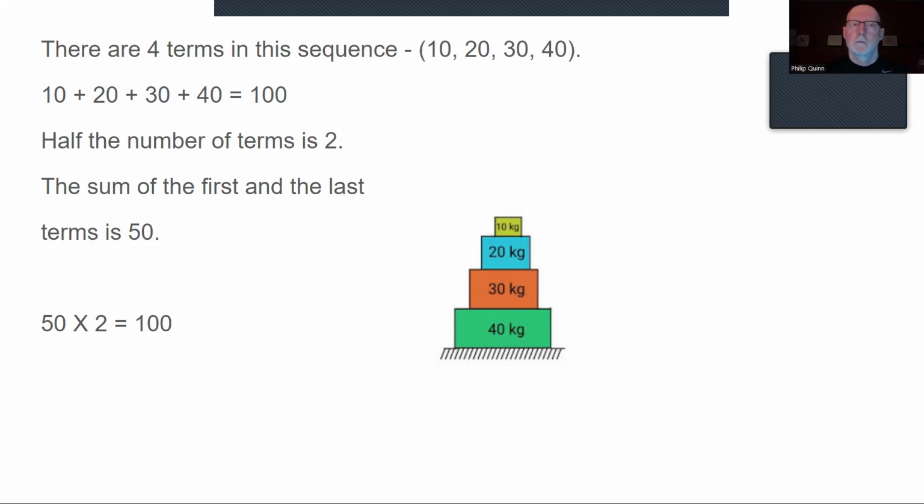Half the number of terms: we've got 4 terms, so half the number would be 2. Adding the first and the last terms together, 10 plus 40 is 50. And we multiply 50 by half the number of terms, or 2. Look at that. We get 100. All right, so it seems to work.